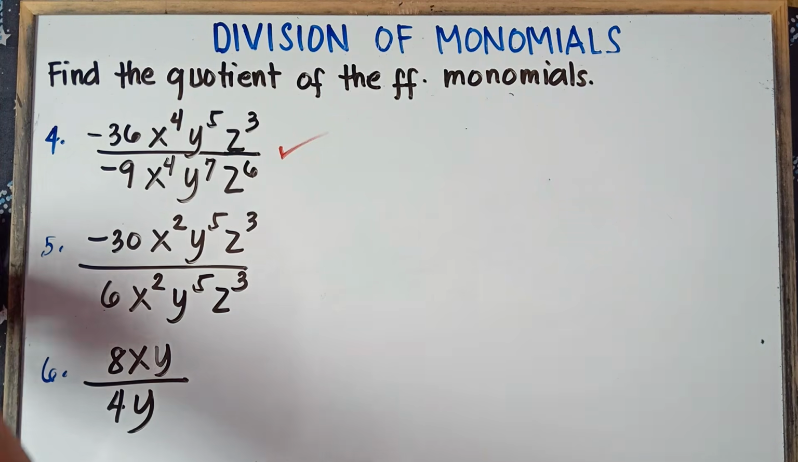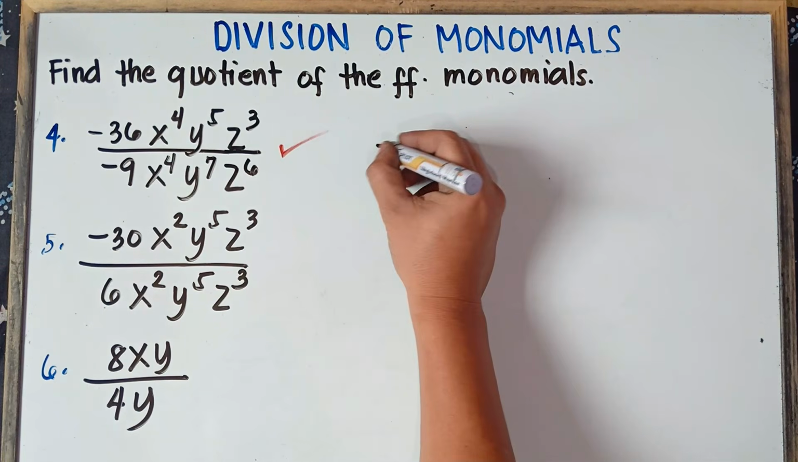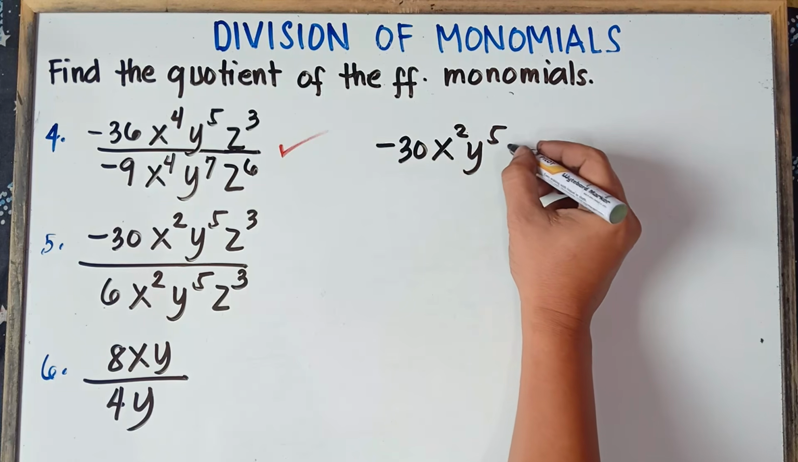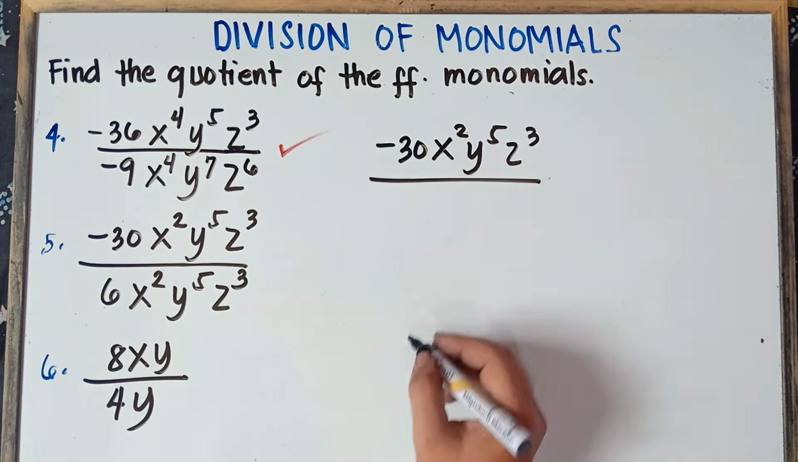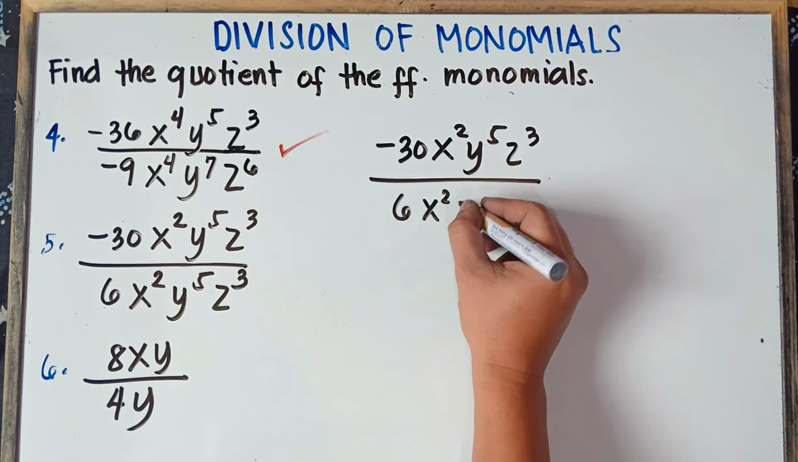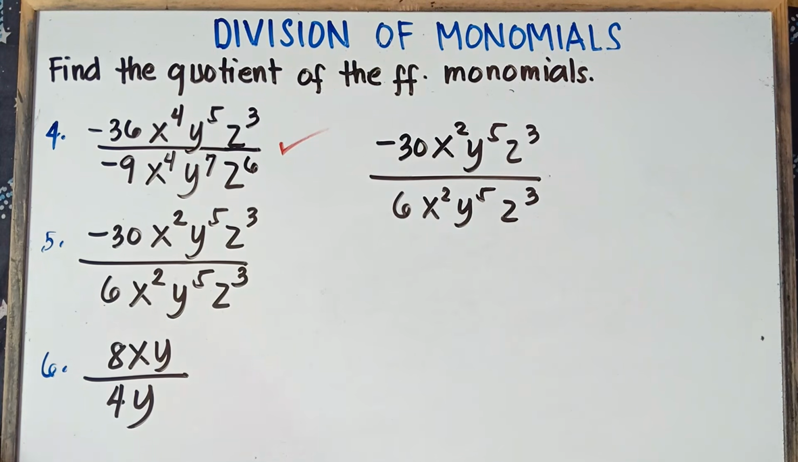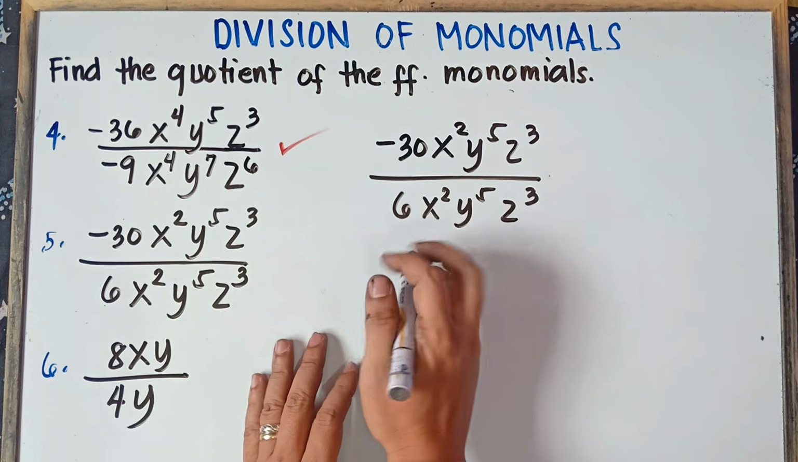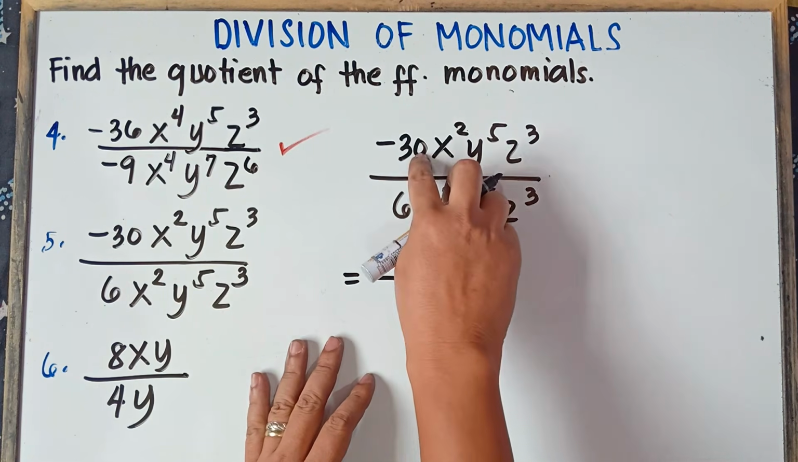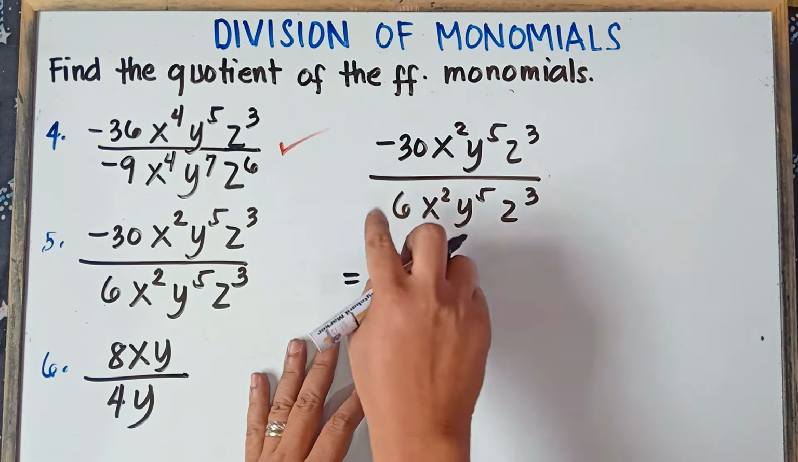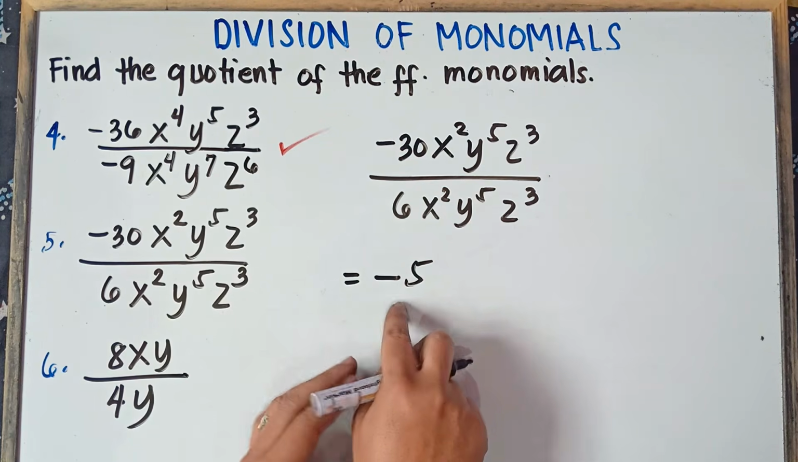Alright, so let's proceed now to example number 5. So negative 30 x squared, y raised to the power of 5, z raised to the power of 3, over 6x squared, y raised to the power of 5, z raised to the power of 3. Alright, so once again, divide first the numbers. We have negative divided by positive, that would be negative. 30 divided by 6, that would be 5. So negative 30 divided by positive 6, the answer, class, is negative 5.